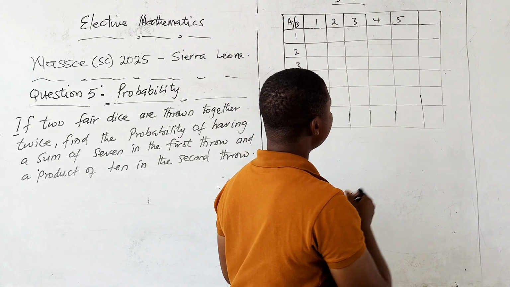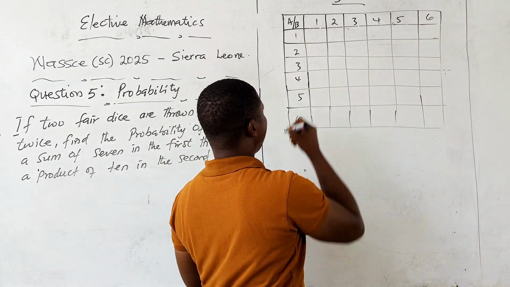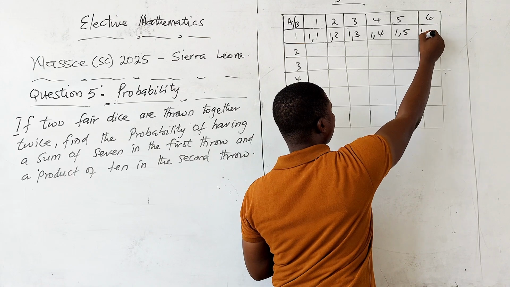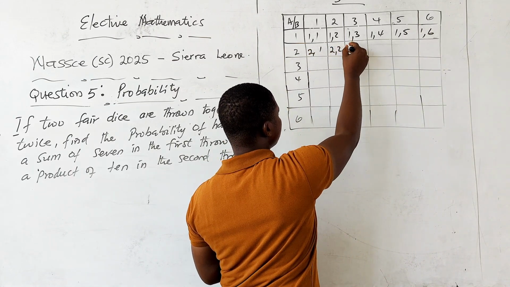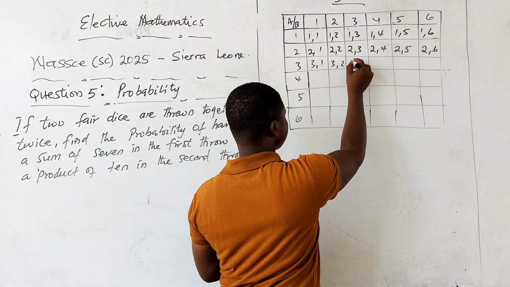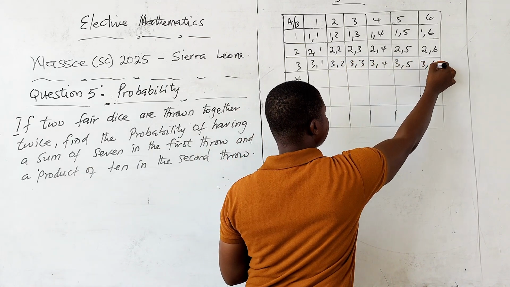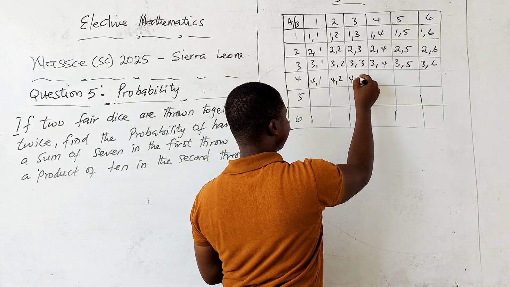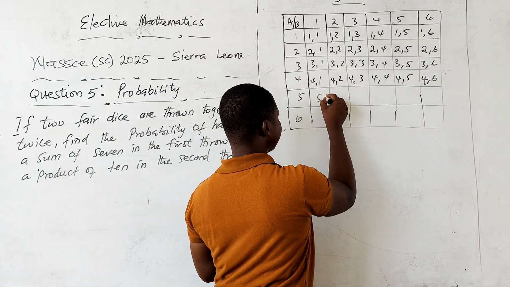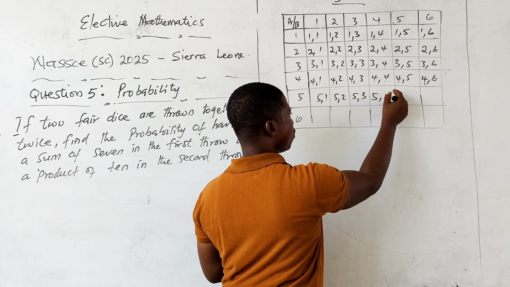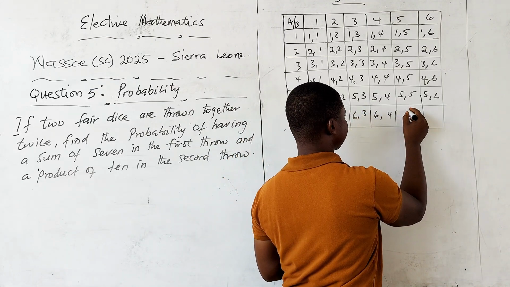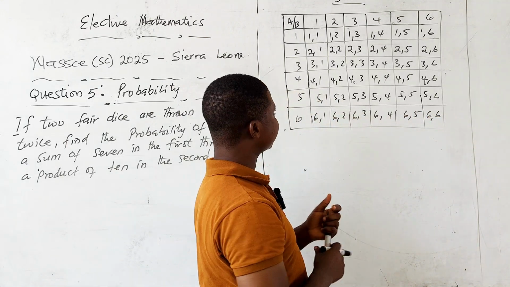So with our table, we have 1,1, 1,2, 1,3, 1,4, 1,5, and 1,6. 2,1, 2,2, 2,3, 2,4, 2,5, and 2,6. 3,1, 3,2, 3,3, 3,4, 3,5, 3,6. 4,1, 4,2, 4,3, 4,4, 4,5, 4,6. 5,1, 5,2, 5,3, 5,4, 5,5, 5,6. Then 6,1, 6,2, 6,3, 6,4, 6,5, and 6,6. So this is our table that we are going to use.